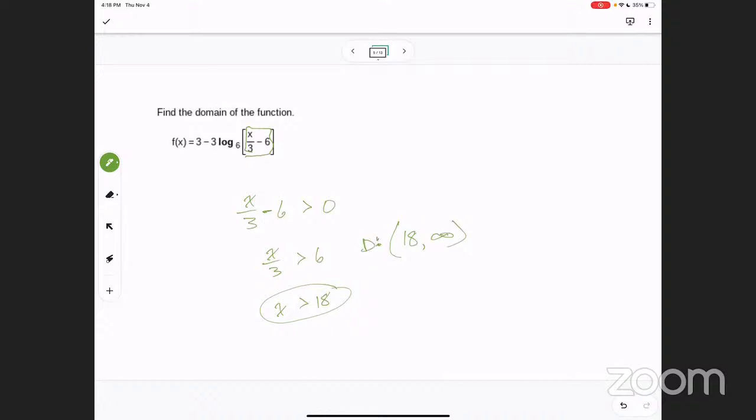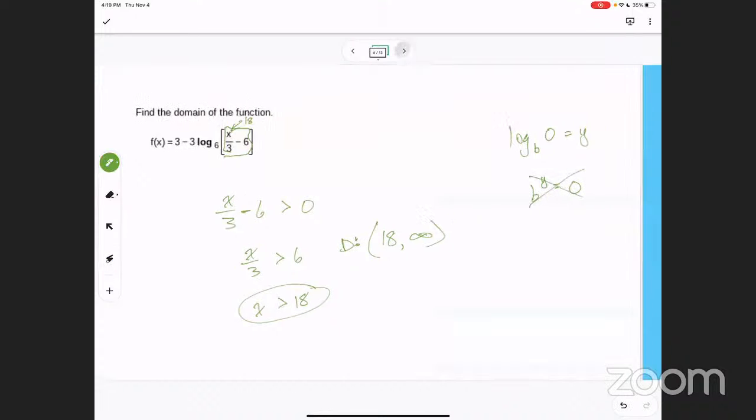Got it? Because if you plug 18 in, you'll get 6 minus 6, which is 0. And if you try to take the log of 0, it won't work. The reason is that taking the log base b of 0 basically means b to what power equals 0. That's the definition of logarithm. B to what power equals 0 just doesn't have a solution. Make sense? So it just doesn't work.